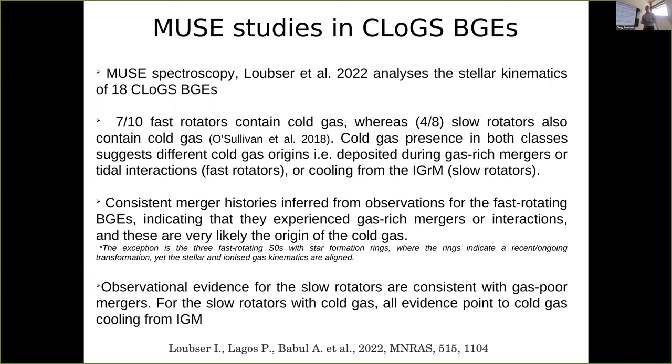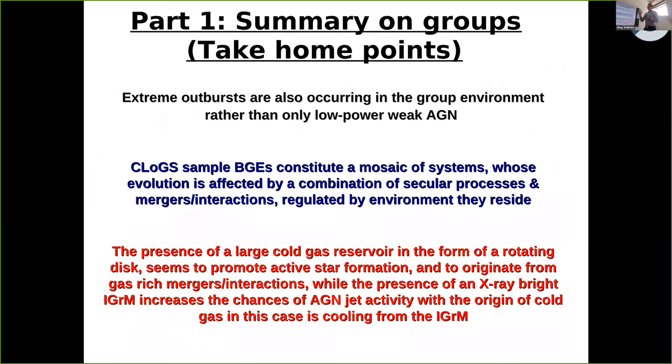So similar patterns arise again by studying stellar kinematics. We find observational evidence for the slow rotators that is consistent with gas-poor mergers, and for the fast rotators with cold gas, all evidence points to cold gas cooling from the intra-group medium. So this is, let's say, the end of the first part talking about groups.